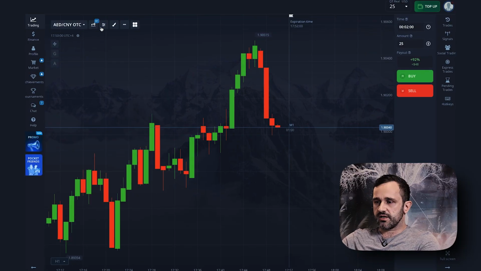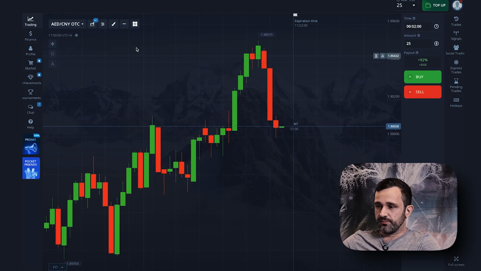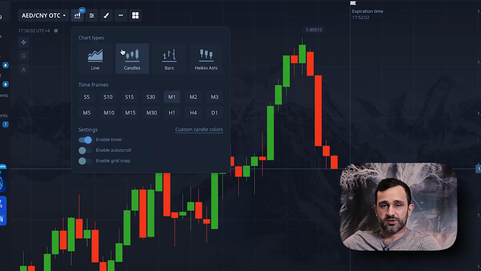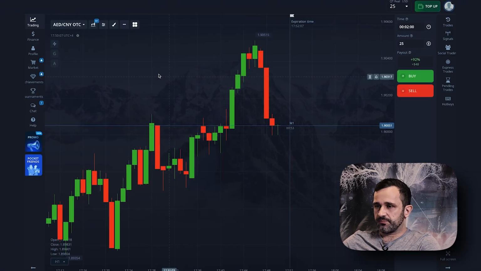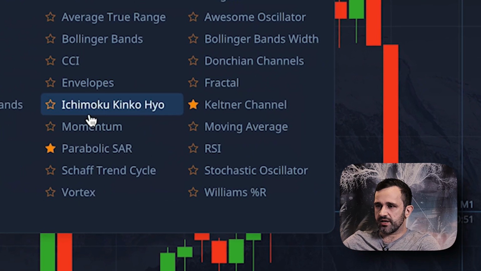As usual, I'll start with platform settings to open trades more precisely. I set the chart type to candlestick, the time frame to 1 minute, and base the strategy on the parabolic and Keltner indicators. Let's add the settings.